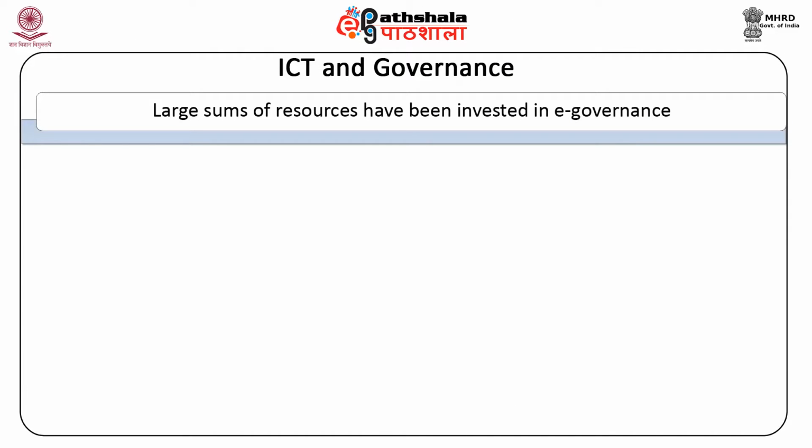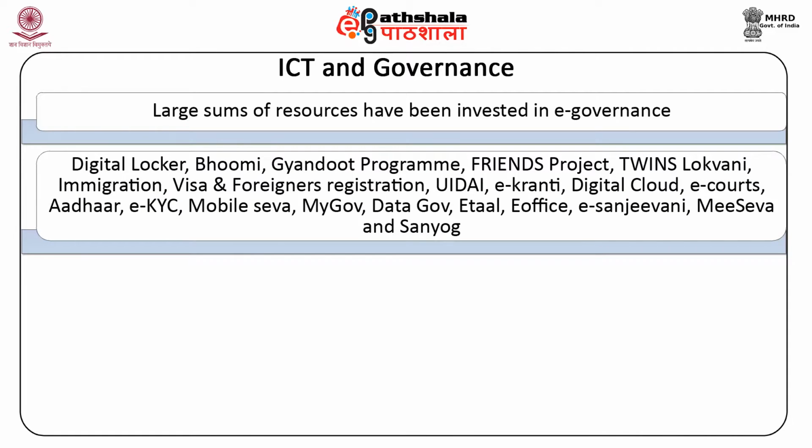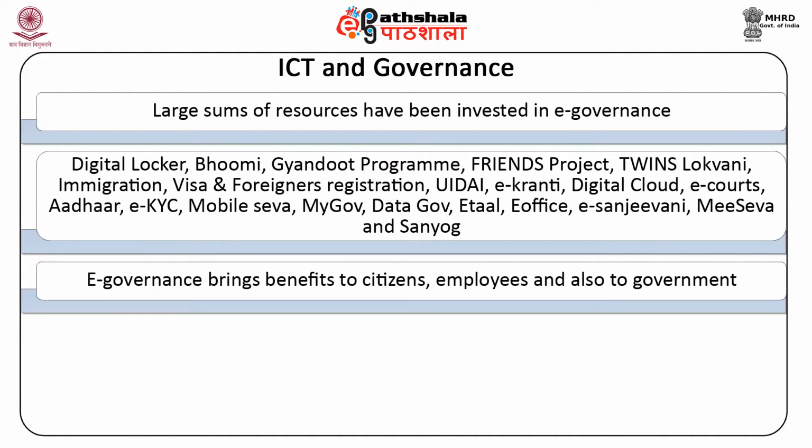Large sums of resources have been invested in e-governance. It therefore becomes essential that services are delivered in a timely and an efficient manner. Some of the initiatives undertaken by government are Digital Locker, Bhumi, Gyan Doot Program, Friends Project, Twins Lokvani, Immigration, Visa and Foreigners Registration, UIDAI, E-Kranti, Digital Cloud, E-Courts, Aadhaar, E-KYC, Mobile Seva, MyGov, DataGov, E-Tal, E-Office, E-Sanjeevani, Me Seva and Sanyog.